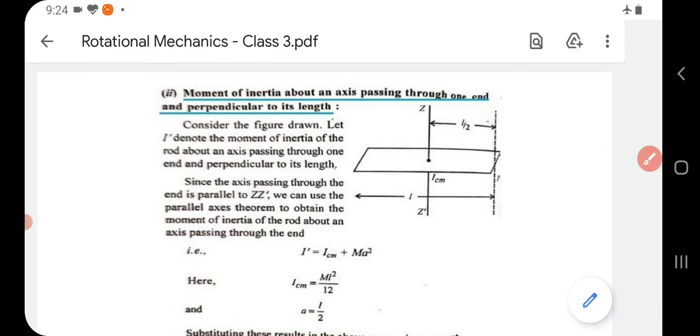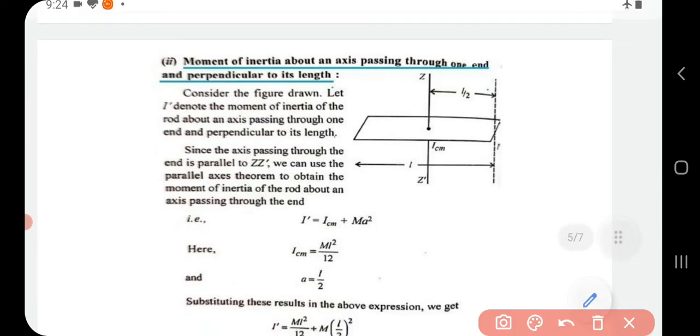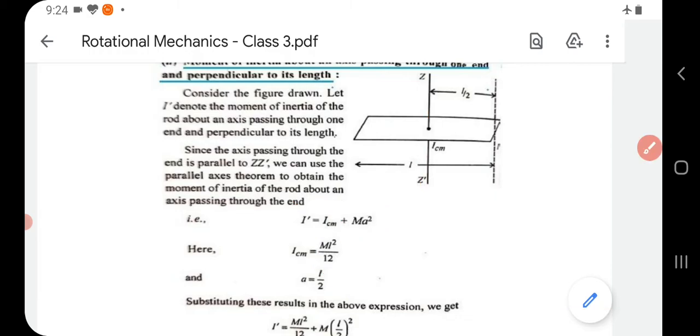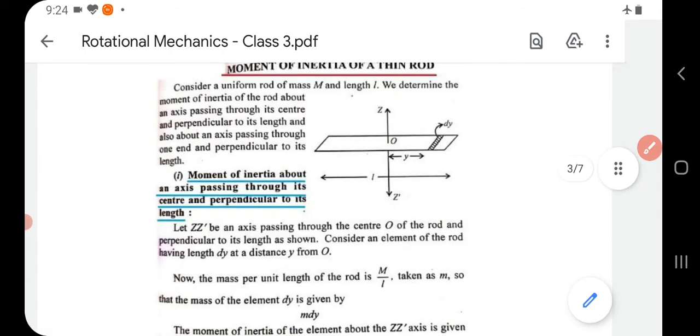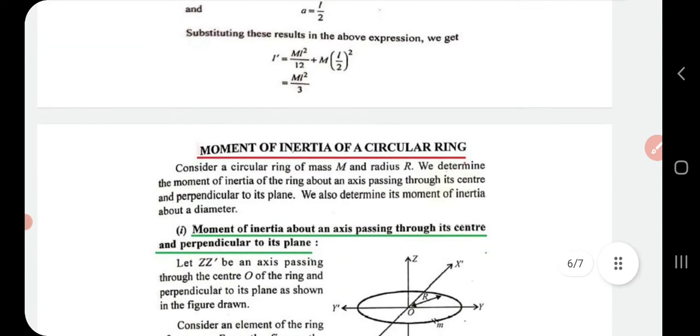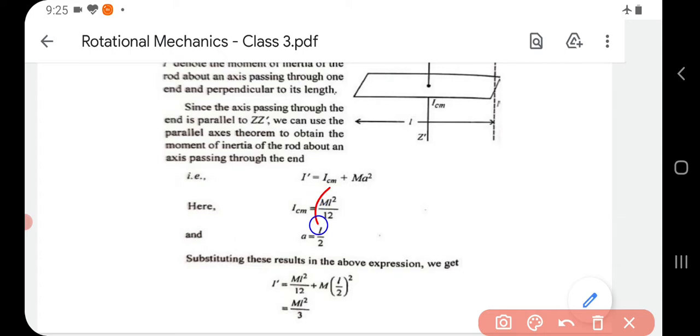Here you are going to apply the parallel axis theorem that you have already studied in our earlier classes. As per the parallel axis theorem, what was the statement? I dash is equal to ICM plus MA square. Here ICM, we have already derived its expression, ML square by 12. ICM means moment of inertia about an axis passing through the center. So you just substitute ML square by 12 in place of ICM, that is enough.